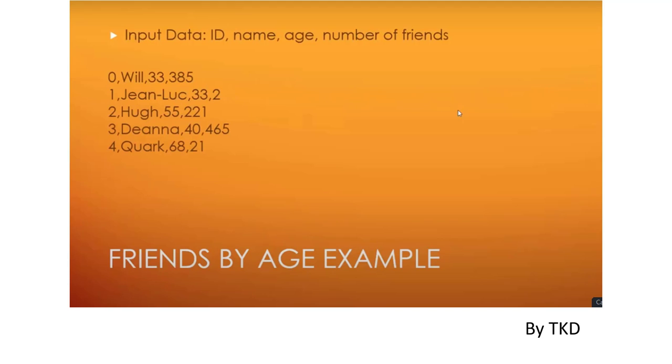Just to remind you of the purpose of why we are doing this: we are trying to find the average number of friends at a given age. In this case we have Will, who is 33 years old in our fictitious data, and so is Jean-Luc. Will has 385 friends, so he's super popular. Jean-Luc is a little socially aloof, so he has only 2 friends. We have to somehow figure out how to combine these two together, because they both have the same age, and find the average of the friends, and so on for the remaining people in the data set.